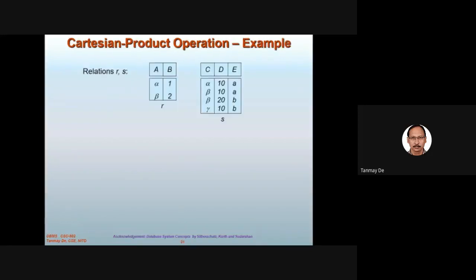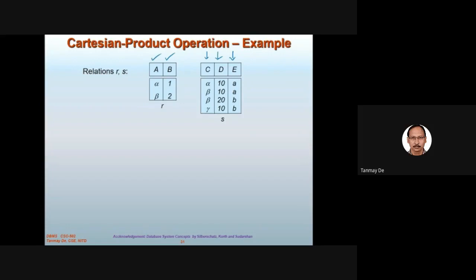Now we want to solve an example, so it will be clearer what task is performed by the Cartesian product. Suppose this is the relation R and these are the contents. How many attributes are there? Two attributes. The first attribute name is A, the second attribute name is B. And S contains three attributes C, D, and E. These are the contents of relation R, alpha 1, beta 2, and so on.